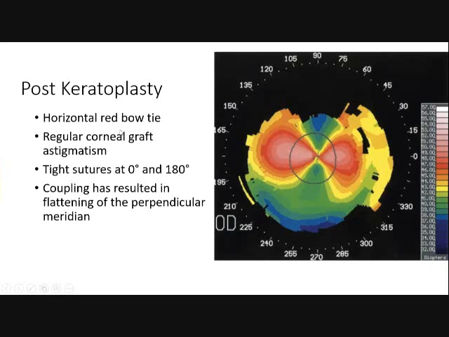So this is a horizontal red bow tie, regular corneal astigmatism, and the sutures are tight at 0 degree and 180 degree, and this coupling results in flattening of the opposite meridian. So remember this photograph, it is just like a bow tie which men wear sometimes with a formal dress. So this is a regular astigmatism.